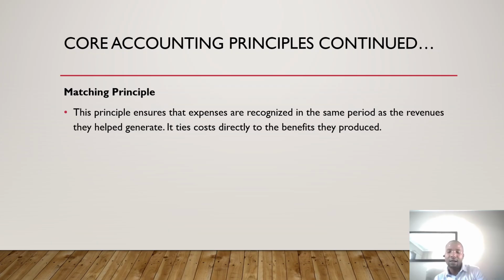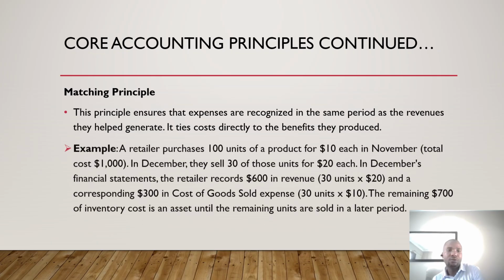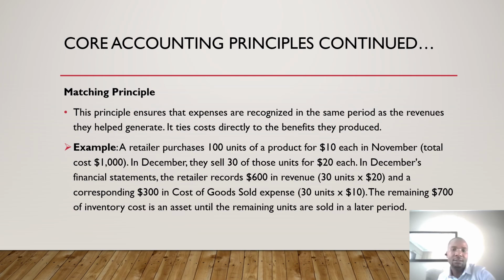If you incur costs today, let's go to an example. For example, a retailer business purchases 100 units of a product for $10 each in November. So the total cost for those products was maybe 1,000 US dollars.